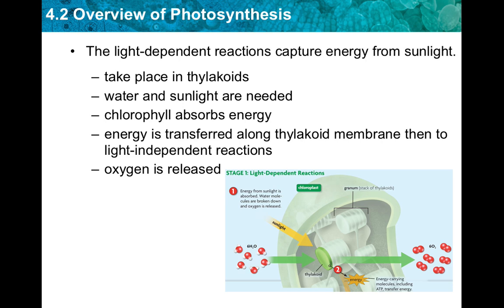Okay, there are two types of light reactions that occur in photosynthesis. First of all, we're going to talk about the light dependent reactions. It takes place in the thylakoids, as we learned, and this reaction requires water and sunlight. And as we learned, the chlorophyll absorbs energy, and the energy that is absorbed is transferred along the thylakoid membranes to produce the light independent reaction.